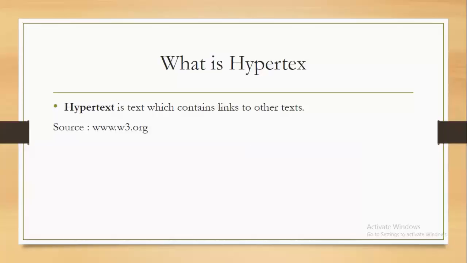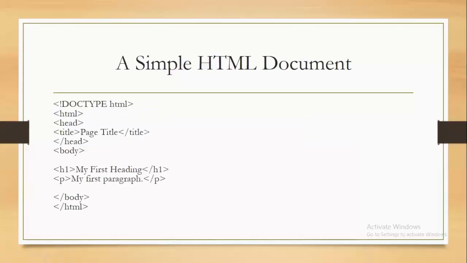Let's take a look at a simple HTML document. Mostly this is the structure of an HTML document. This is how HTML documents look like. Every HTML document that you view has this particular structure. They have a document type, they have the parent HTML tag, they have a header tag, they have a title tag, and then they have a body tag.